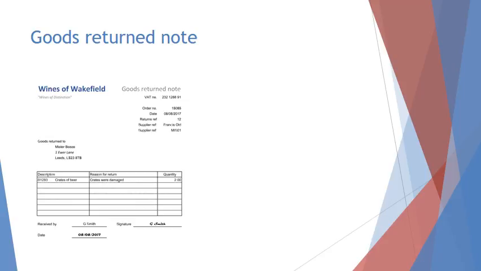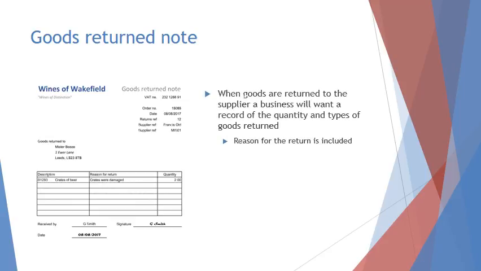Now, sometimes goods will be delivered and then either rejected there and then and returned to the supplier, or perhaps they will be rejected at a later point once the goods have been inspected. Where this happens, the buyer of the goods will prepare a goods return note, and then this will go off to the supplier with the goods that have been returned. So our goods return note will record the quantity and type of goods that are being returned, and typically we'll also include the reason why those goods are being returned.